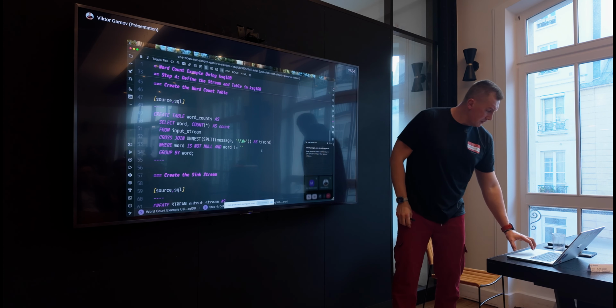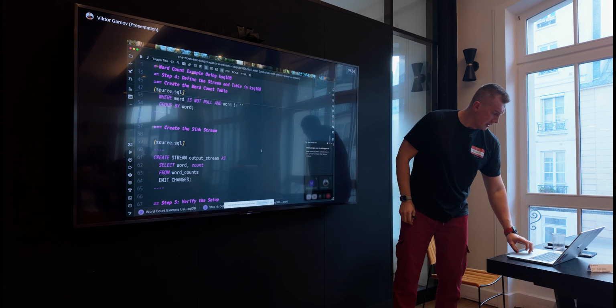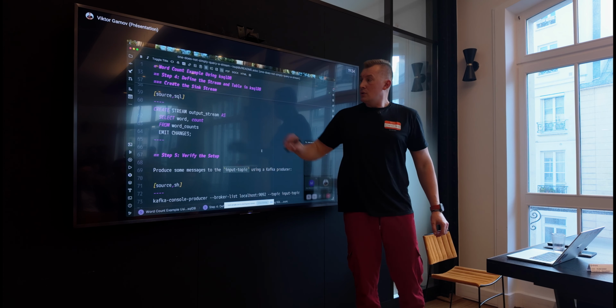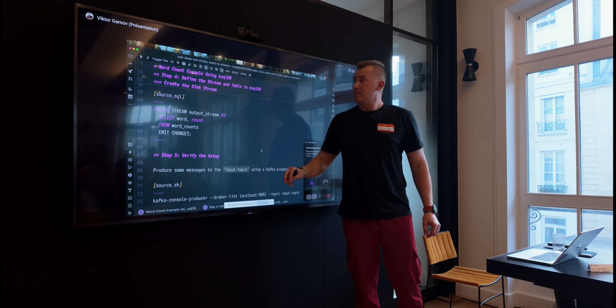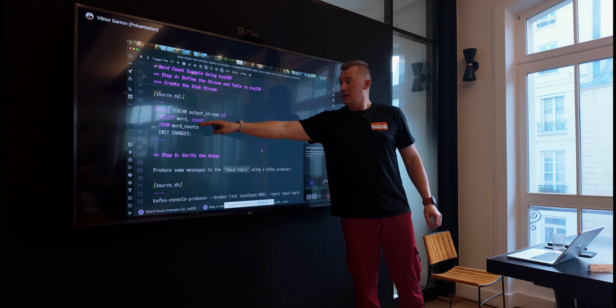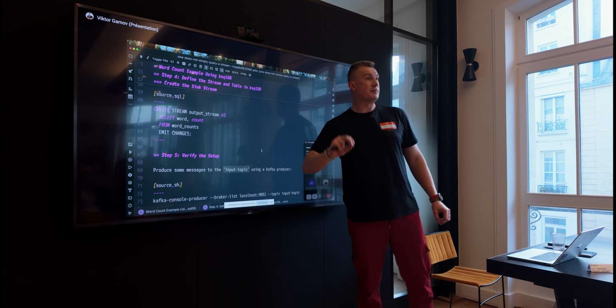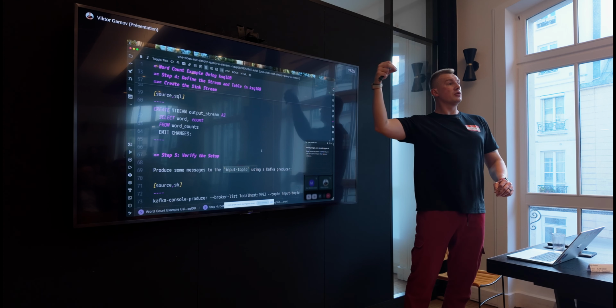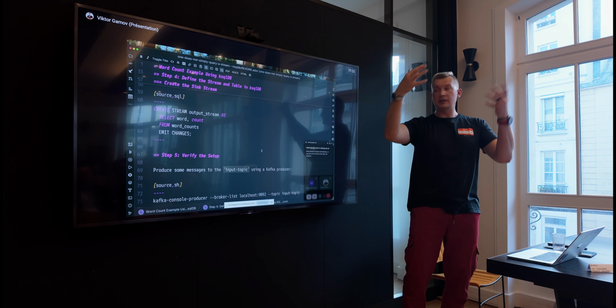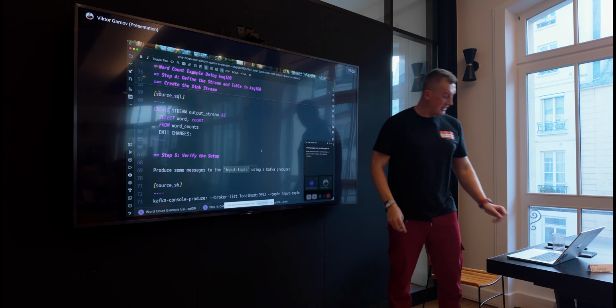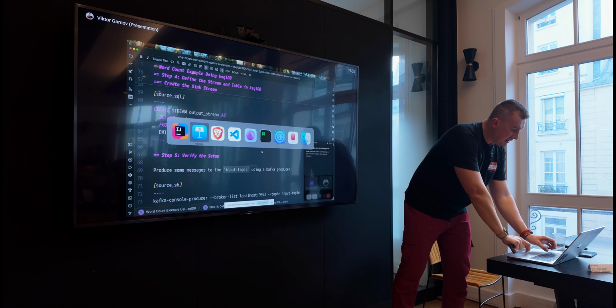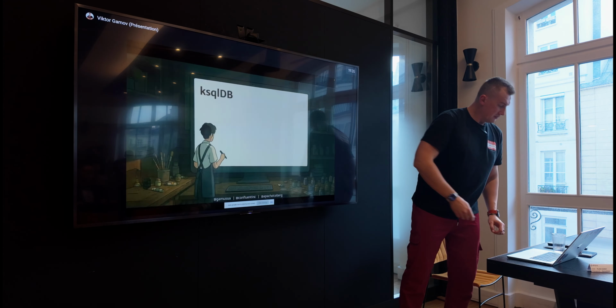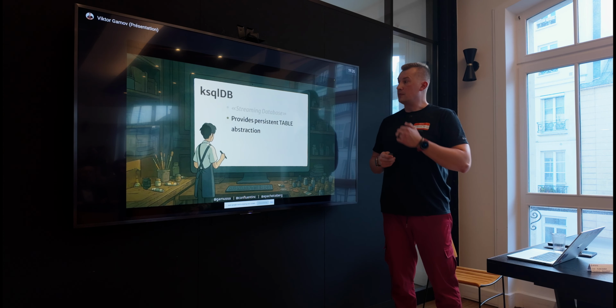And the way it will be landing as a result back to the output stream topic with emit changes means that every time a new word arrives into the Kafka topic, it will constantly update this materialized view. So that's KSQL DB, the interpretation of streaming SQL.